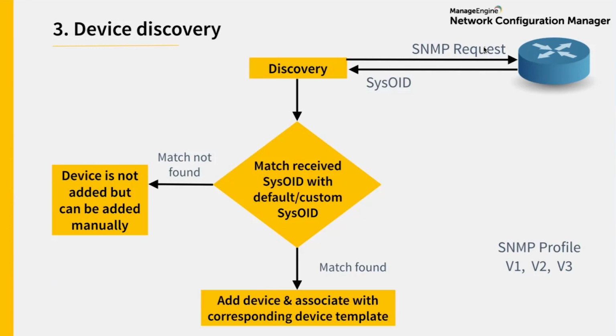These devices will in turn ping back a sysobject ID to the discovery rule engine. Once the discovery rule engine gets the sysobject ID, it will match it with the default or custom sysobject ID available. If there is a match found, it will automatically add the device and associate the device to the corresponding device template. If there is no match found, the device will not be added, but you can add it manually anytime you want. For this particular process, the SNMP profile required is V1, V2, and V3.